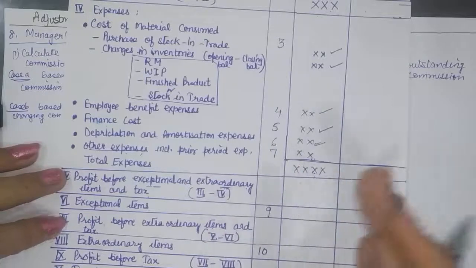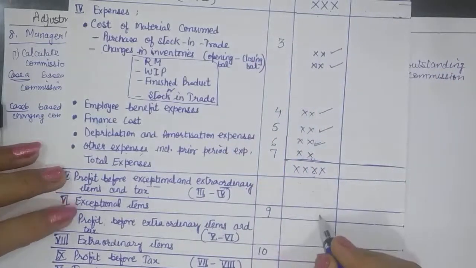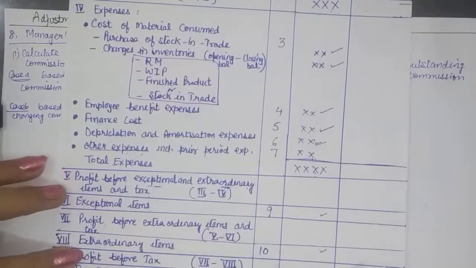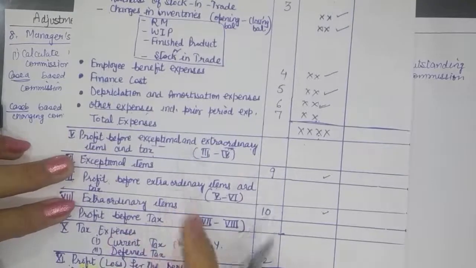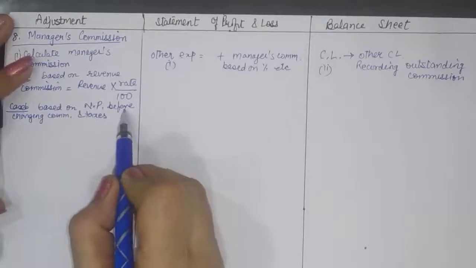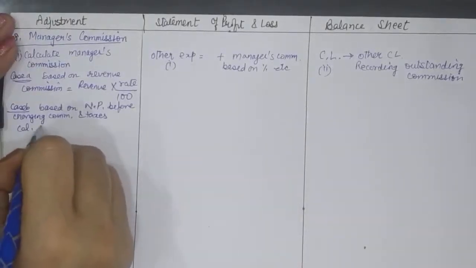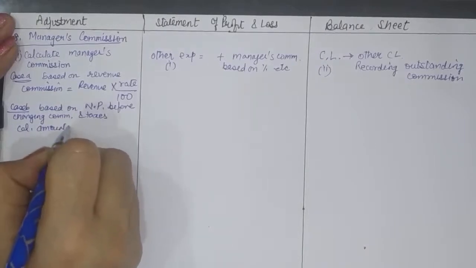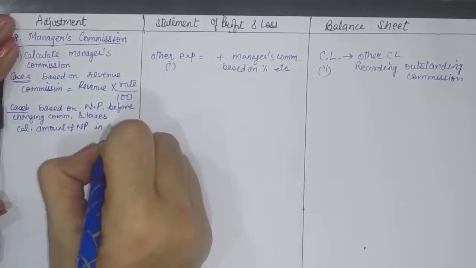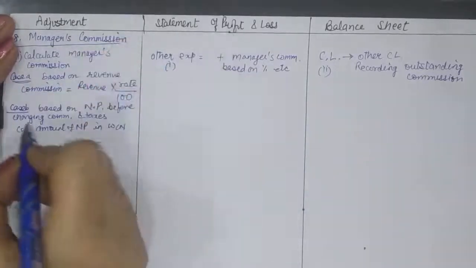Okay, in the working notes, we can calculate net profit before commission. We can also exclude these expenses, these extraordinary items. So we'll be having net profit before tax and before commission. If this commission is based on net profit before tax and before commission, you can calculate the amount in working notes. This amount can easily be calculated and it is based on this amount only.